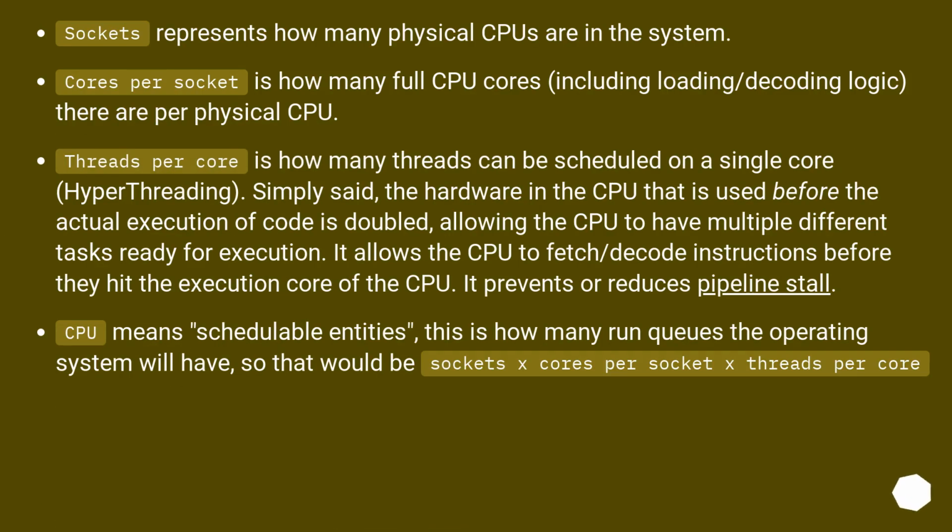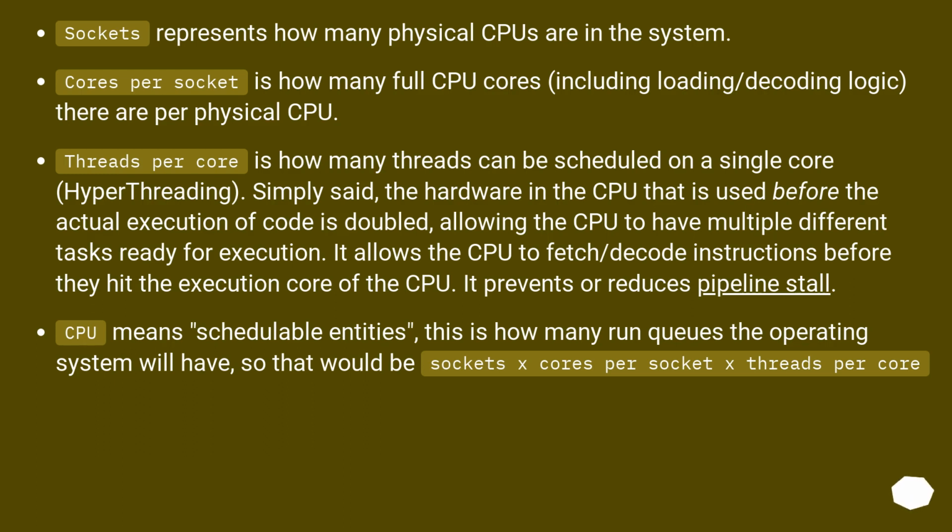Sockets represents how many physical CPUs are in the system. Cores per socket is how many full CPU cores, including loading/decoding logic, there are per physical CPU. Threads per core is how many threads can be scheduled on a single core, hyperthreading.